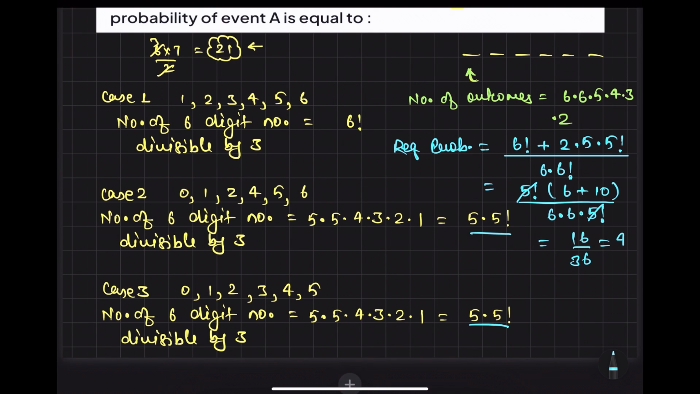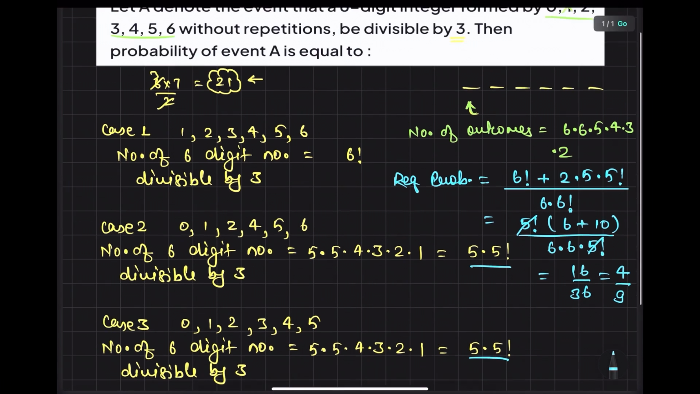So 4 fours are 16, 4 nines are 36. Okay. Therefore, the required answer is 4 by 9.